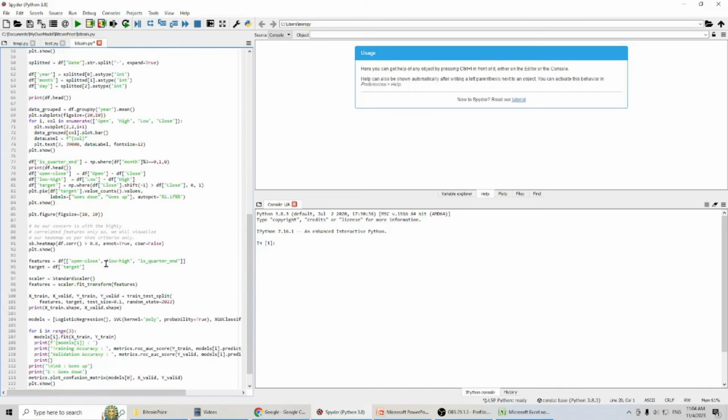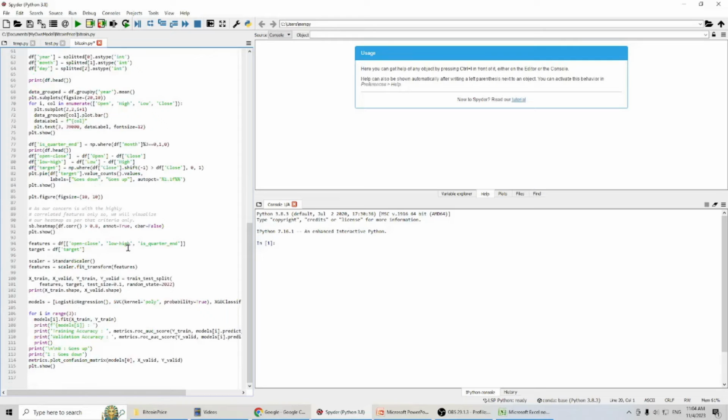And then we will add more columns to our original data, like open price minus close price and low price minus high price, and if it's a quarter end. And we are going to use all those new features in our data analysis. And then we are going to run our model.